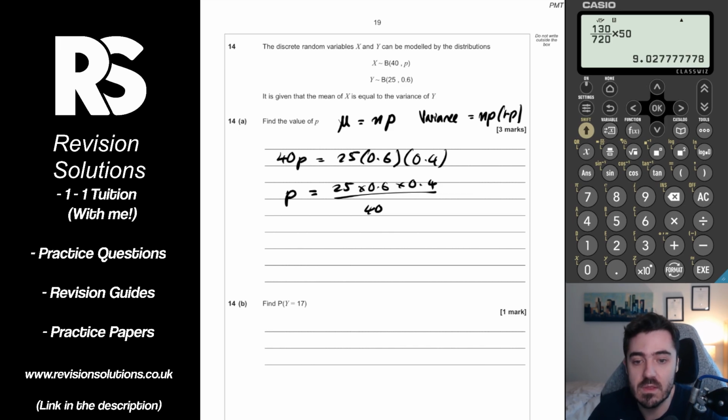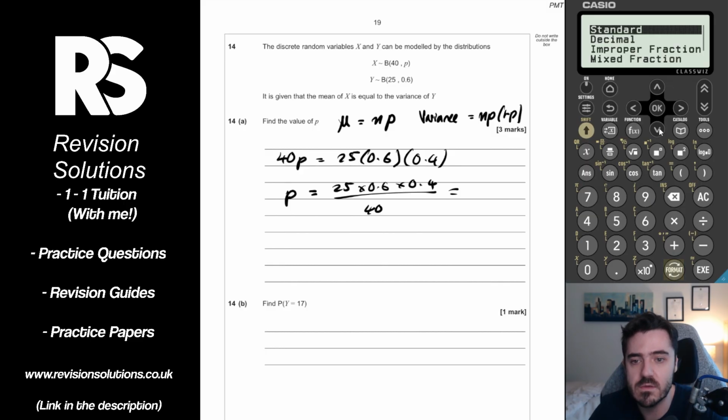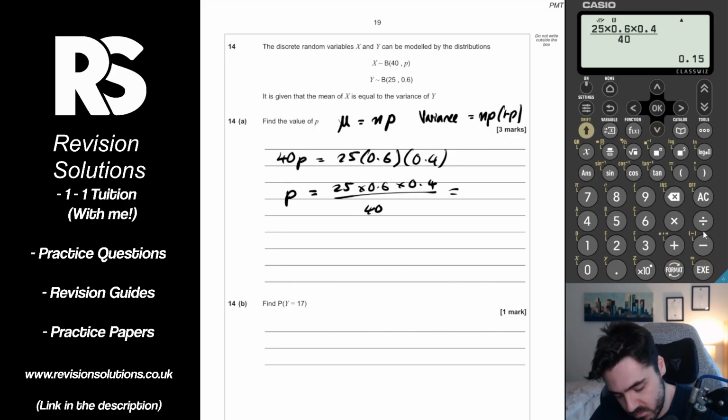If you plot that in the calculator, that's 25 times 0.6 times 0.4 all over 40, which is 3 on 20. Well, let's write it as a decimal, actually. As a decimal, that's 0.15.